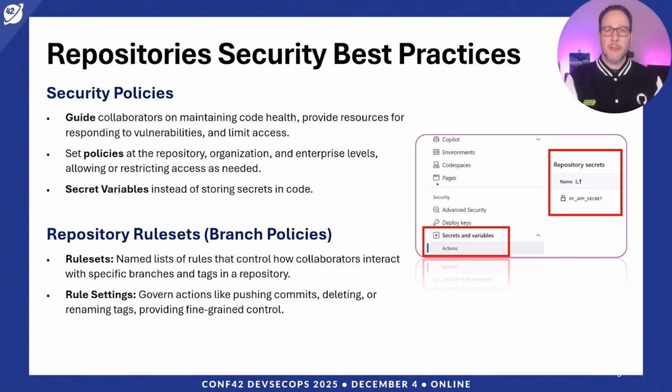Building applications usually starts with source control or version control using, in this case, GitHub repositories. Even on repo level, there are already quite some security best practices that I can share. For example, use security policies to guide collaborators on maintaining code. Set security policies on branches, protecting main as we call it, and you can add security features on organization and enterprise level. Another recommendation is using secret variables instead of storing secrets in code. But if you do, I've got a solution for that later on.